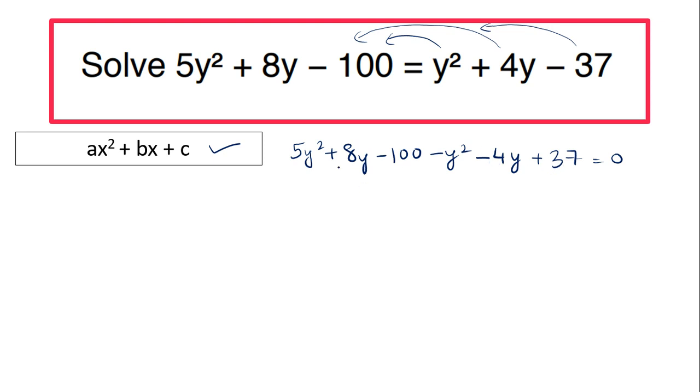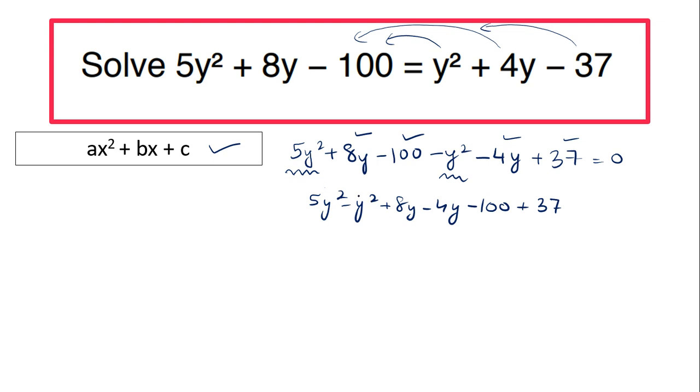Now you have to pick out the like terms. What are the like terms, the ones that look alike? 5y squared is a like term to y squared, so I'm going to do 5y squared minus y squared. Then 8y looks alike with negative 4y, so 8y minus 4y is the next thing. And then negative 100 plus 37, both are numbers, so I'm going to write minus 100 plus 37.